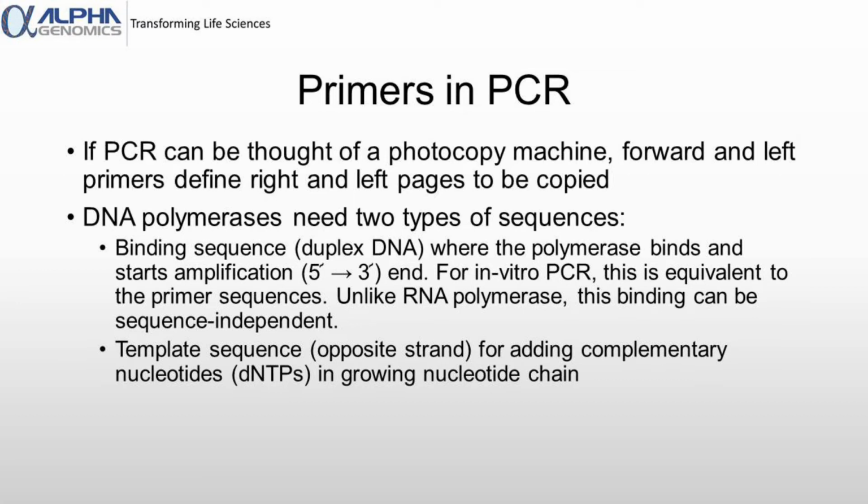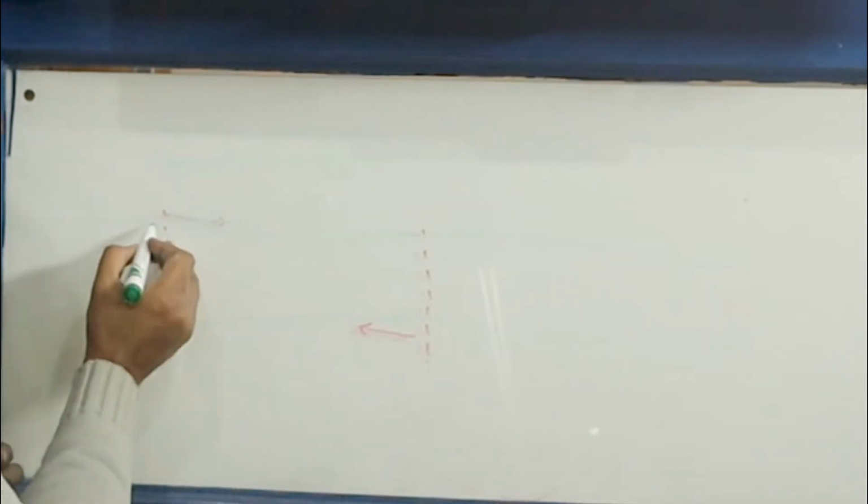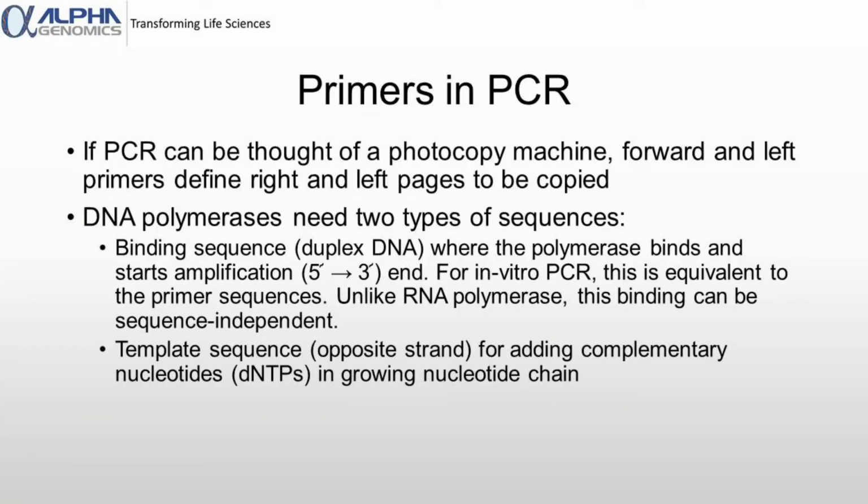So these DNA polymerases need two types of sequences. One type is the primer sequence, from which they will extend their sequences, and the other one is the template DNA, on which the primer will anneal. So the binding sequences are duplex DNA, where the polymerase binds and starts amplification in the 5 to 3 direction.